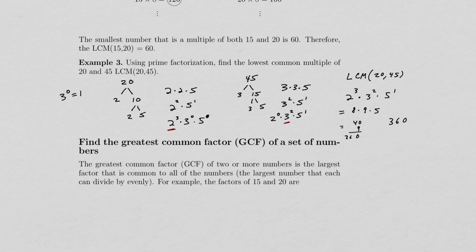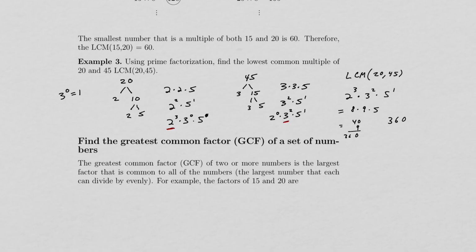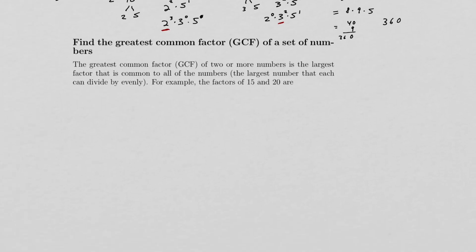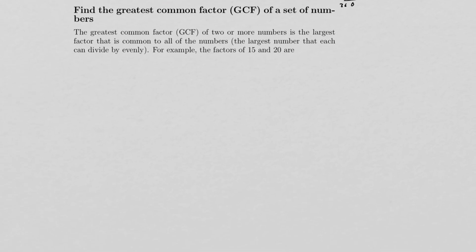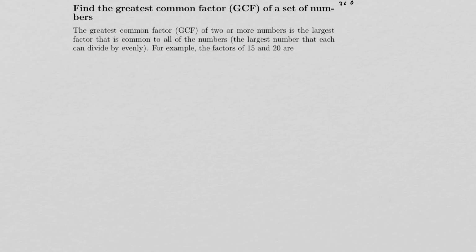All right, that was the lowest common multiple. Now let's review greatest common factor. The greatest common factor of 2 or more numbers is the largest factor that is common to all the numbers. The largest number that each can divide by evenly. So for example, the factors of 15 and 20 are, let me go to the next page here.